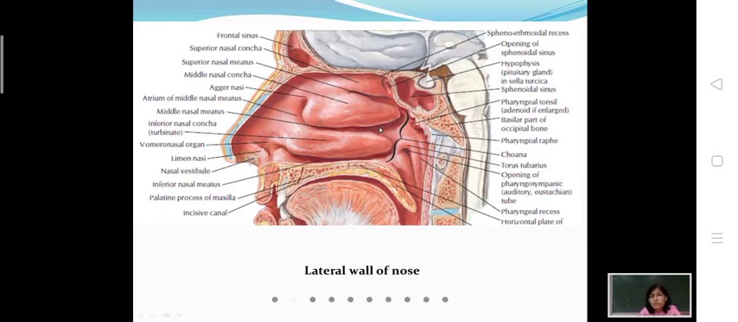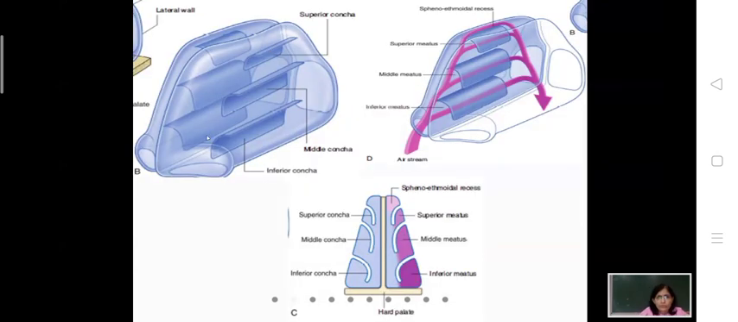What is the role of these conchae? The conchae increase the surface area of the nose. For the inspired air, they increase the surface area of contact of the inspired air with the nose. Okay. Here is a schematic diagram. This is the lateral wall of nose and these are the shelves. These shelves are the conchae. Superior, middle, inferior. This is superior, this is middle and this is inferior.